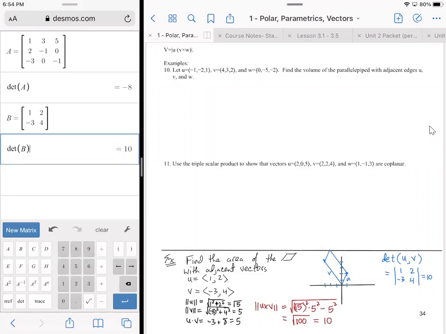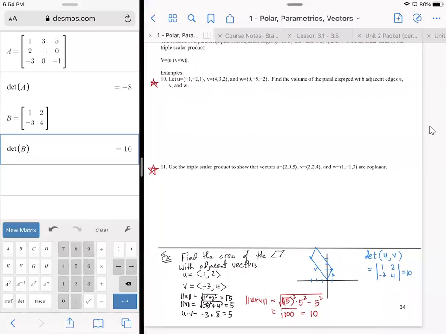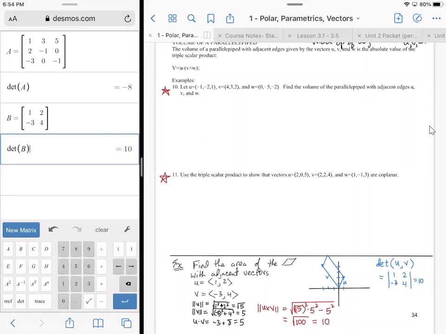But for now, I'm just going to put a star on each of these problems here, because all they're asking you to do is apply this concept of finding the determinant in order to solve a couple of problems. I mean, number 11 being the more interesting of the two. All right, so I don't want to rob you of the joyful experience there.